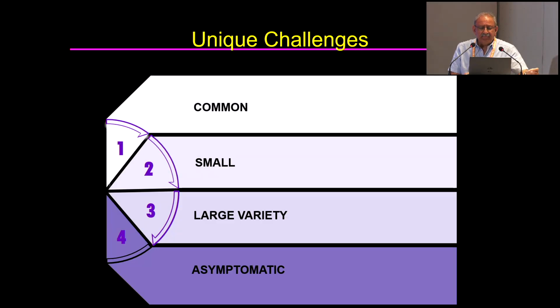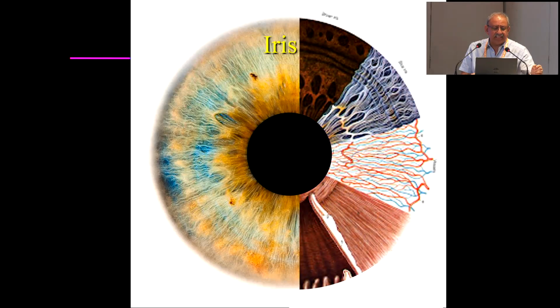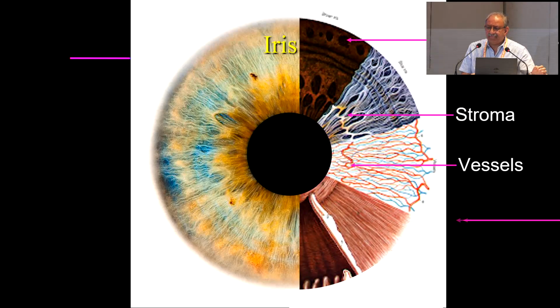So iris tumors are uniquely challenging. They're common, they're small, there are many types, and many patients are asymptomatic. So think about this, even in many kinds of tumors, it's hard for us to figure out the patterns of them because there are so many kinds. And if you look at the iris, obviously it's not one structure, many tissues, many layers. And I can tell you the tumors arise from each component of the iris.